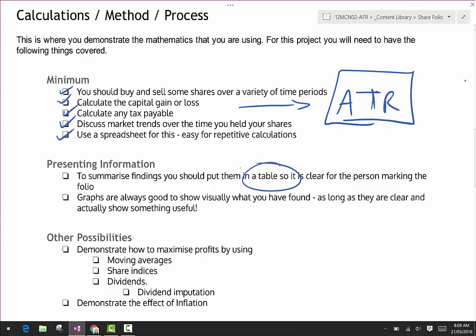Tables are clear. So you might have the name of your shares, your time frame, and the amount of profit you've made, or your capital gains. Really important to have that there, because then the person doesn't have to go through a whole lot of spreadsheets to find their information. They can grab it from a table.